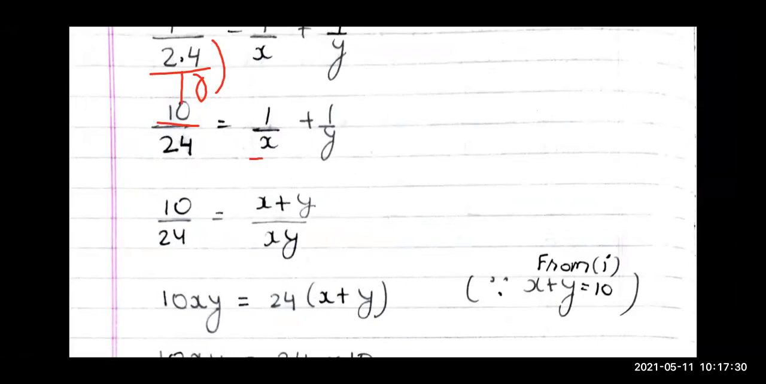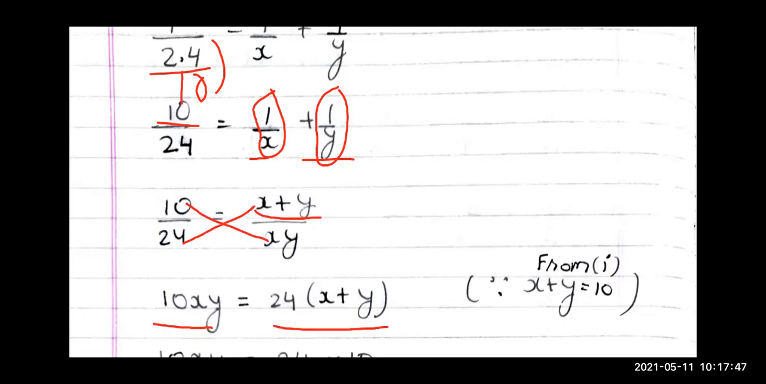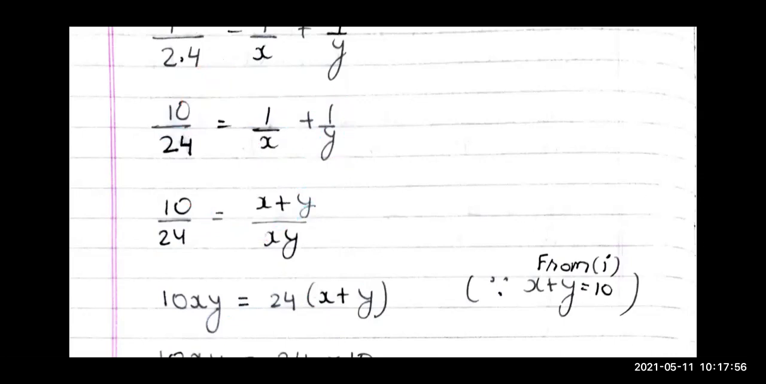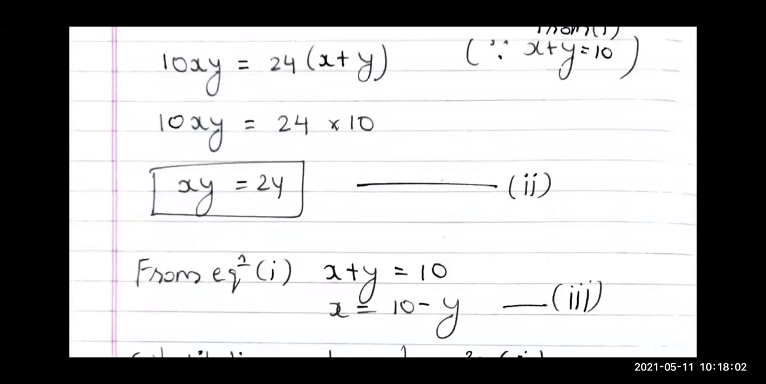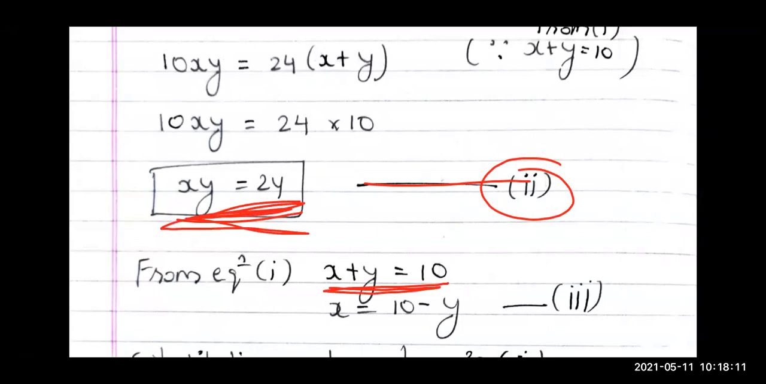Now here you can take LCM and you can add. LCM is XY. So here we need to multiply by Y and here we need to multiply by X. So here you will get Y plus X upon XY, right? Now XY will go this side with 10, 24 will come this side. So you will have 10XY equals 24(X plus Y). But X plus Y from equation number 1, we know it's 10. So let's put the value of X plus Y as 10. So you will get 10XY equals 24 into 10. So XY equals 24. This is your important equation number 2. Your first equation is X plus Y equals 10. Your second equation is X into Y is 24.